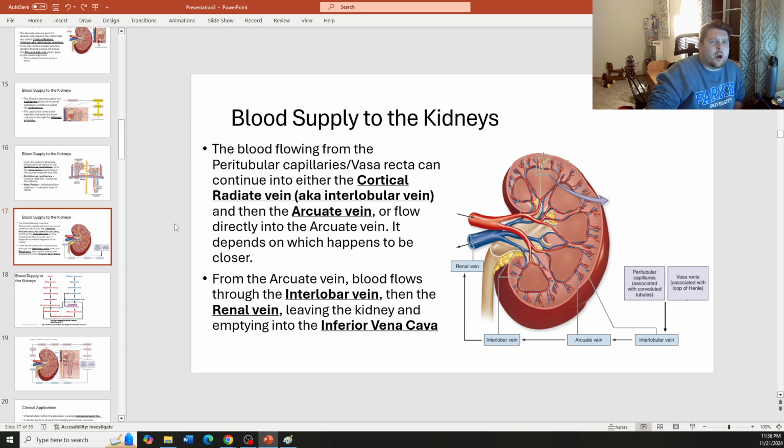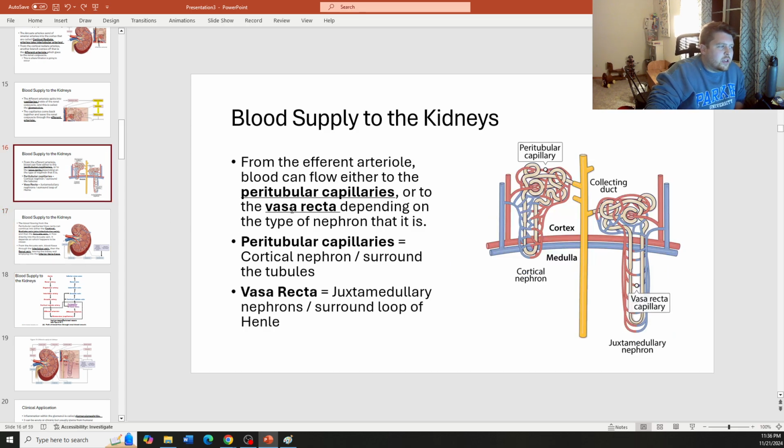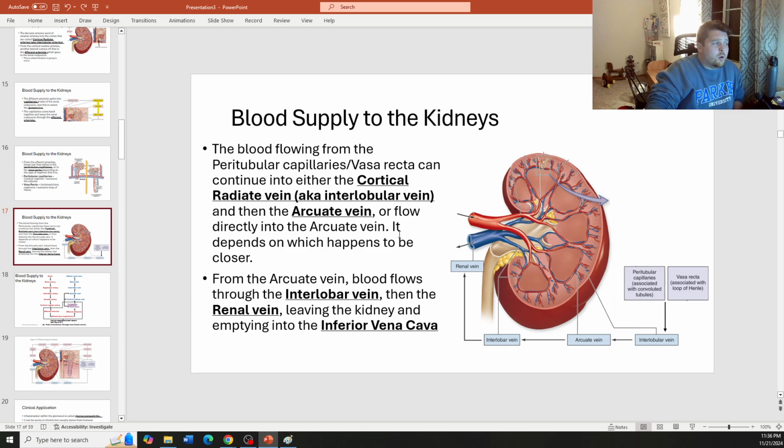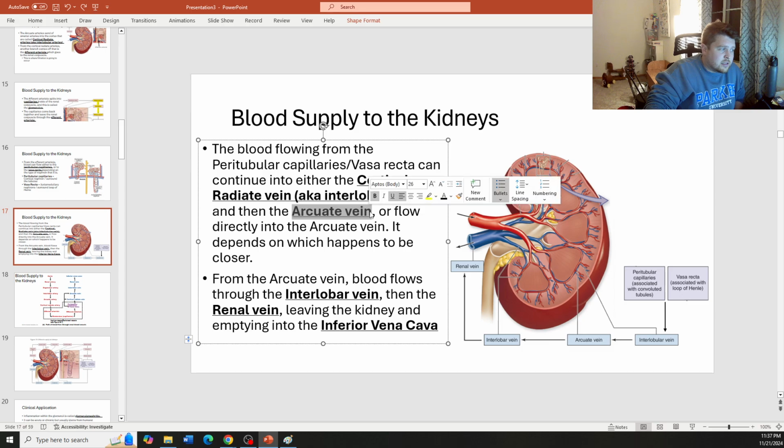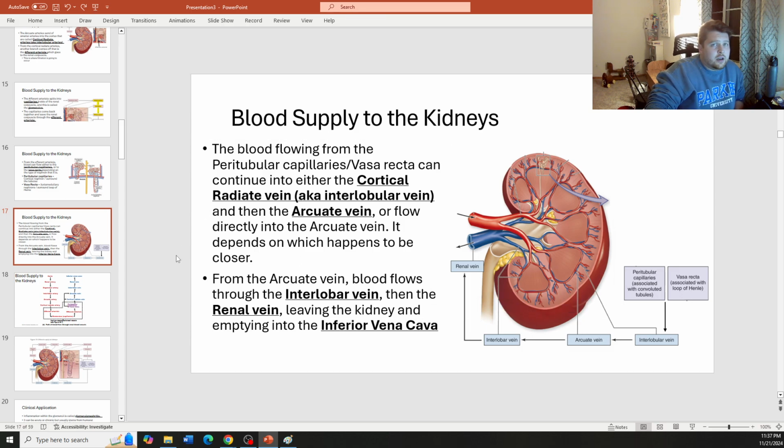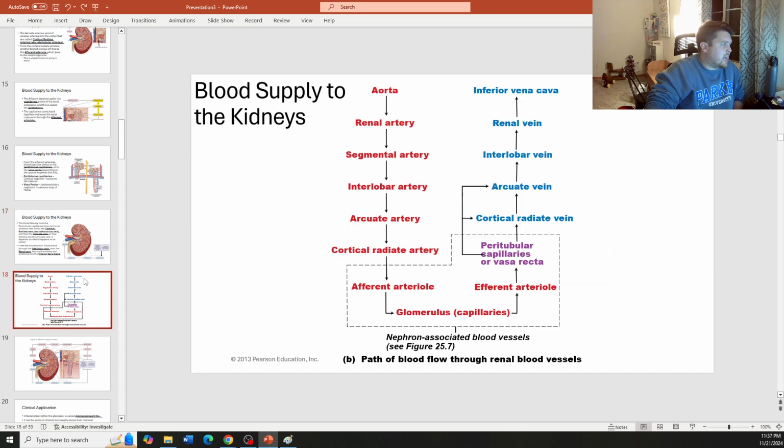If not, just know it goes in the reverse order. After we go through either the peritubular capillaries or the vasa recta, we go into the interlobular veins, then drain into the arcuate veins, and we just continue back from there. The interlobar vein, then the renal vein, and eventually the inferior vena cava, however you want to pronounce it is fine. Okay, so that is our forward and backwards of all of that.